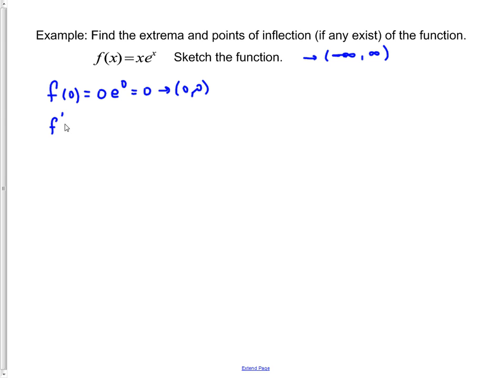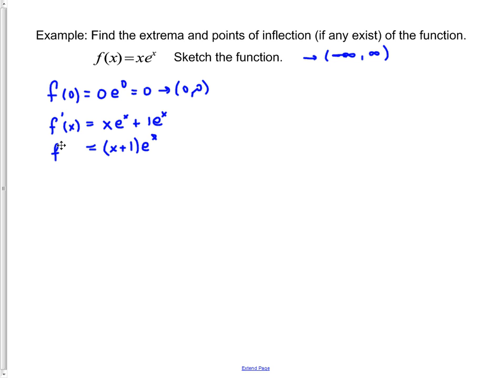F prime of x, by our product rule, is going to be x times the derivative of e to the x, which is, well, just itself, plus the derivative of x times e to the x. And that, if you rewrite it one more time, is the same thing as x plus 1 times e to the x.